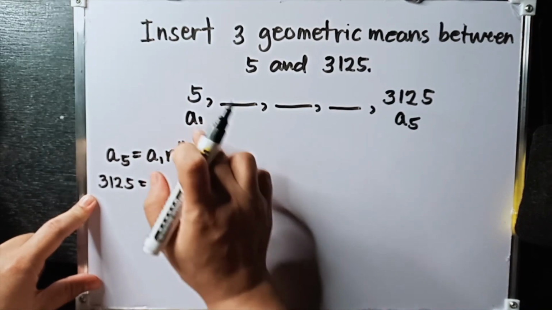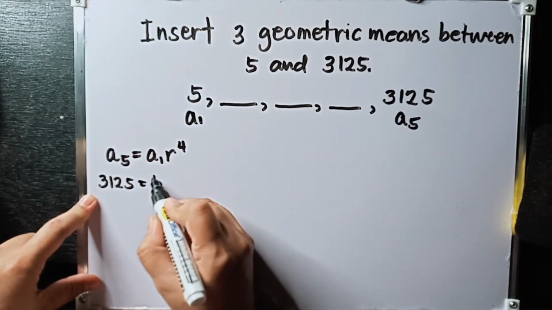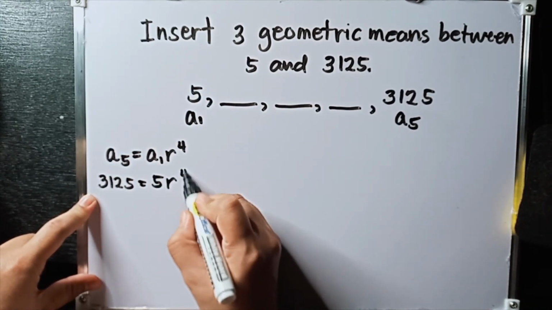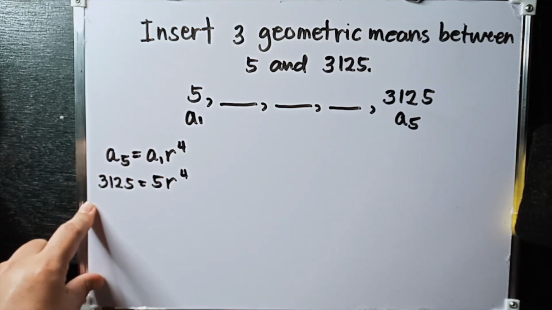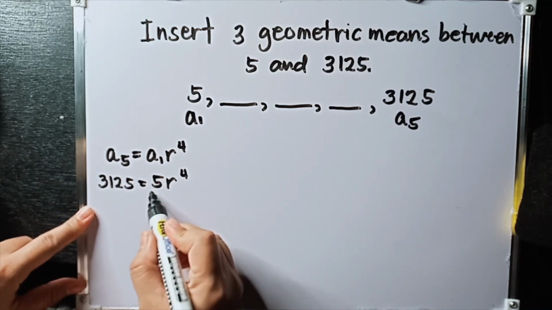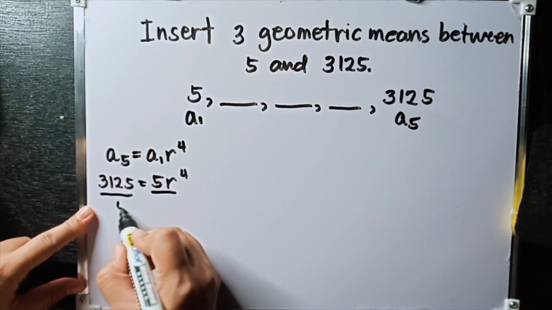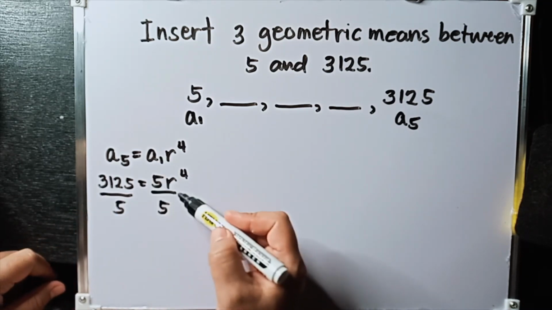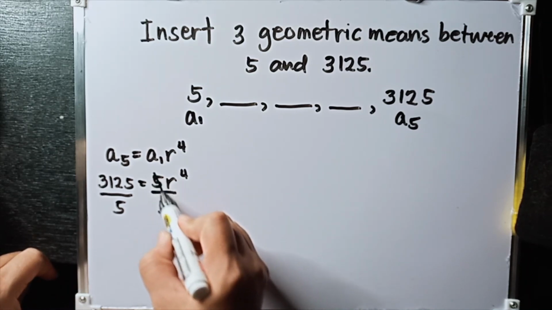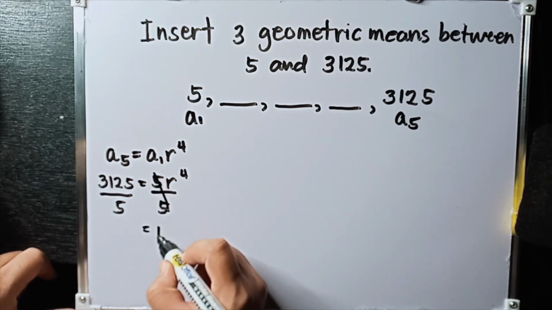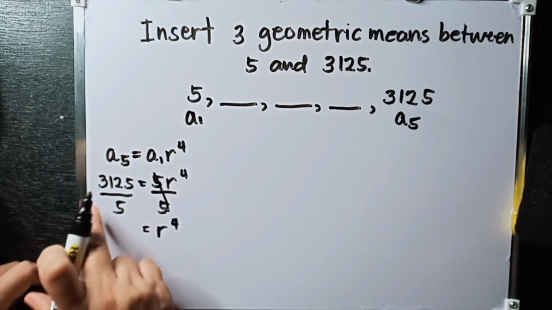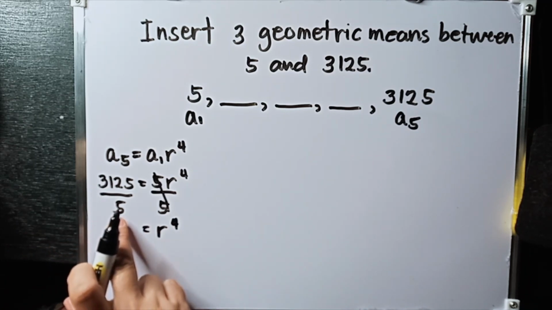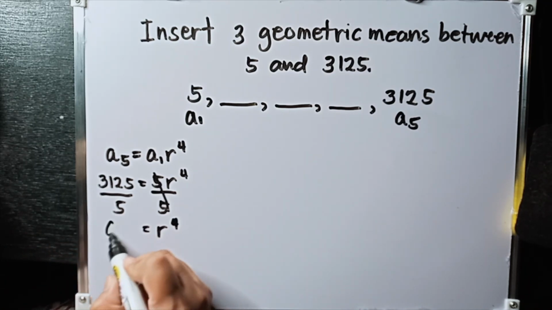And of course, our first term is 5. Of course, the common ratio is unknown. So, what should we do? We divide both sides by 5 because we are finding the value of r here. So, we cancel this out. So, r raised to the 4th power equals 3,125 divided by 5, which is 625.